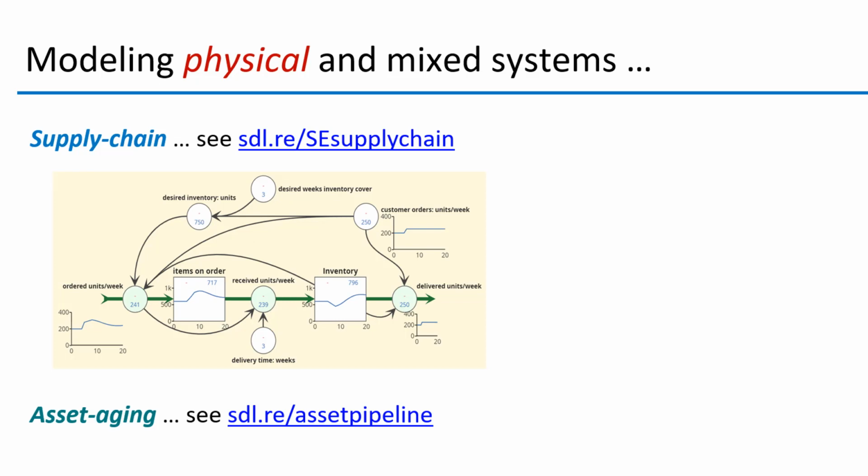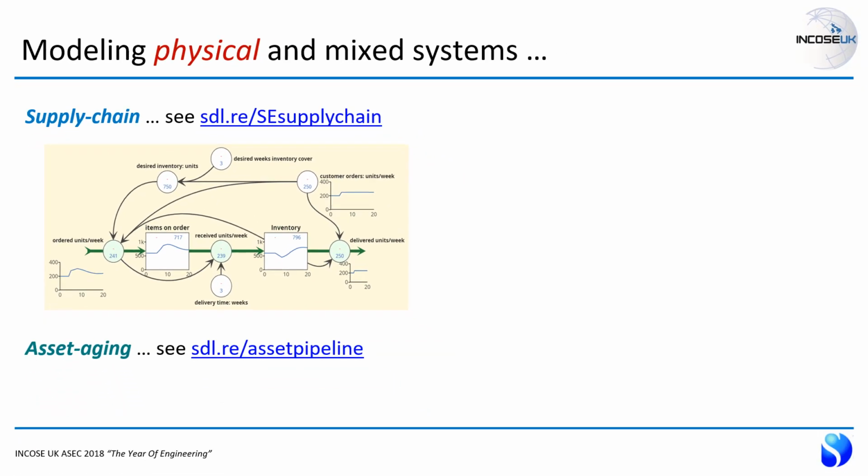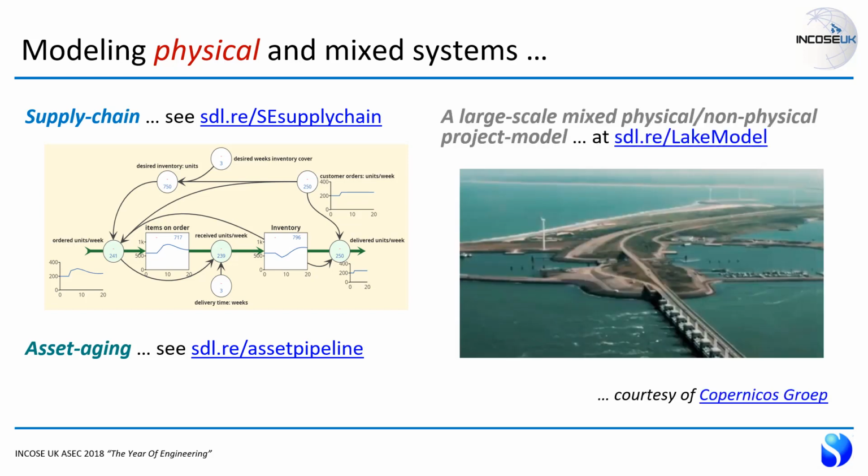So that's another example of a physical model. And I said earlier on that one of the big advantages of SD models is that they can encompass multiple aspects of the same situation. We can combine modelling of the things, the projects, the people, the money, environmental impacts, and so on. And this is an example of one such application.